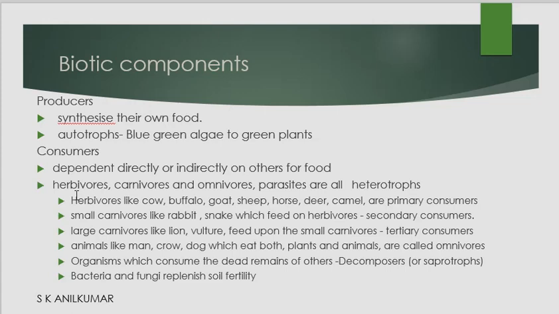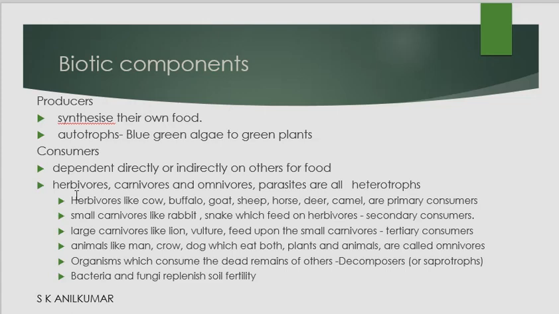There are many other organisms that depend directly or indirectly on other organisms for their food. When a hen is eating a worm, the hen is depending on the worm. The hen is indirectly depending on the plant, while the worm is directly depending on the plant. That means the worm eats the grass, and the hen eats the worm. The hen is not eating the grass. So that is why we say some consumers are directly dependent on others, and some consumers are indirectly dependent on others.